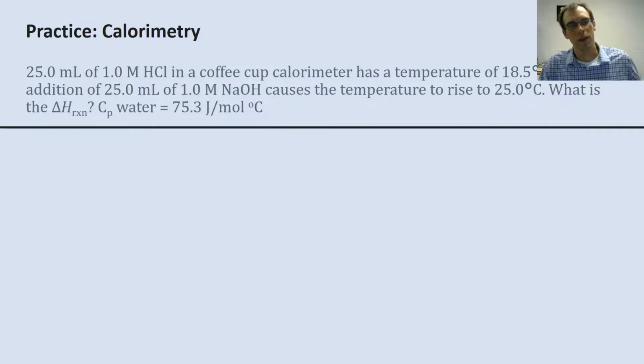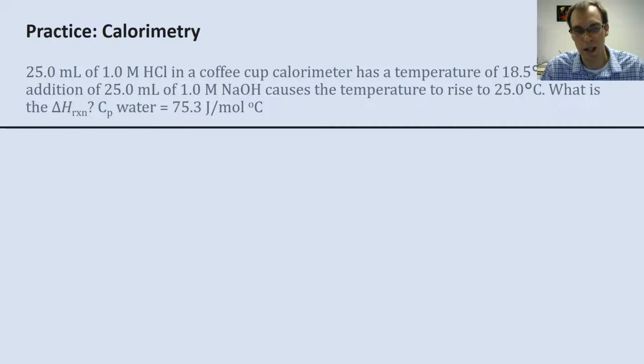And so this goes through the reaction: what's delta H for the reaction, and this walks us through the calculation of how we do that. If we have 25 milliliters of 1 molar HCl in a coffee cup calorimeter, this is an example problem from your textbook, it starts at 18.5 degrees Celsius. After it reacts with 25 milliliters of 1 molar sodium hydroxide, the temperature rises to 25 degrees Celsius. How would we find the enthalpy of reaction for that?